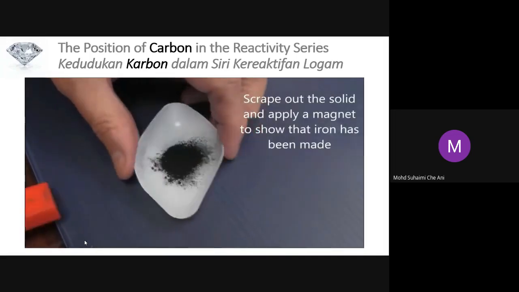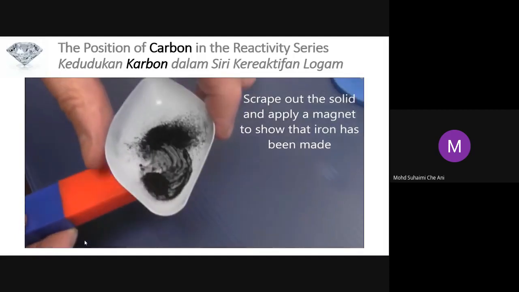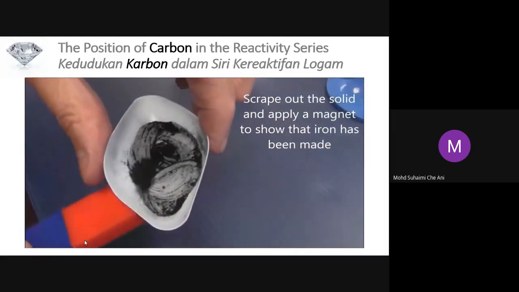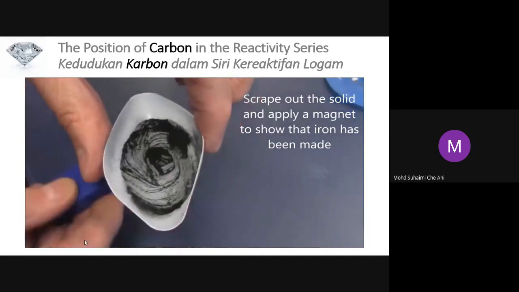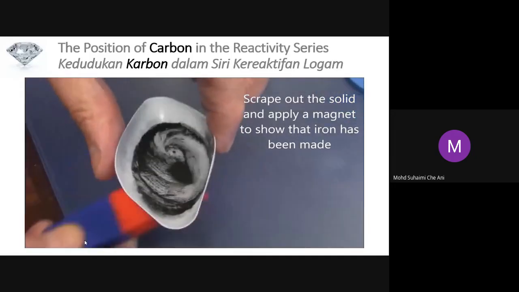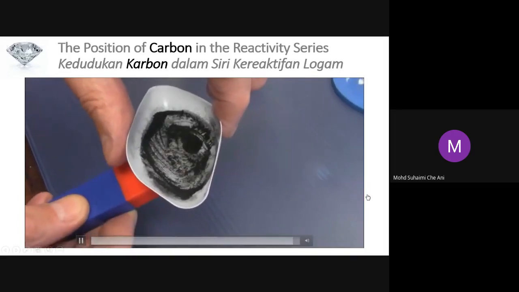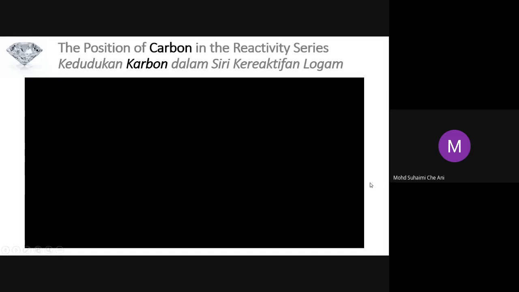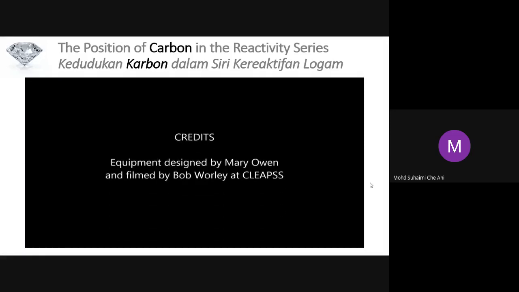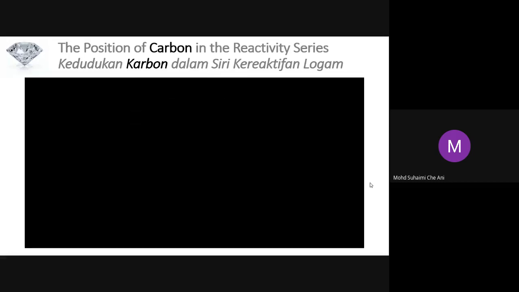Okay, they test the iron with a magnet. So a magnet can only react with the pure iron. So it means that the experiment is successful to get the pure iron. Another conclusion from here is that carbon is more reactive than the iron. So that's why carbon can steal the oxide from the iron oxide. So from the experiment, we know that carbon is above copper and iron in the reactivity series.